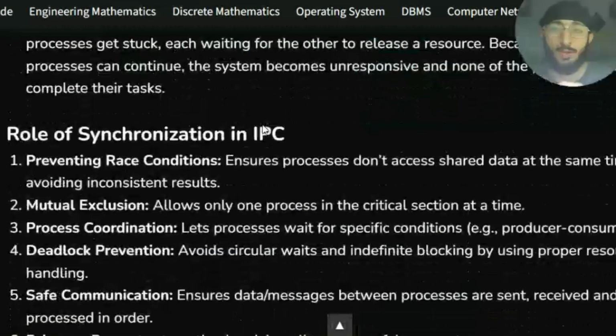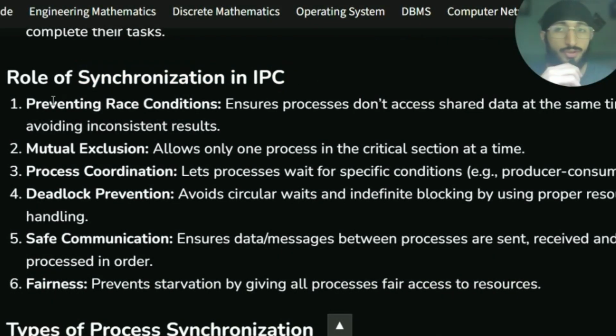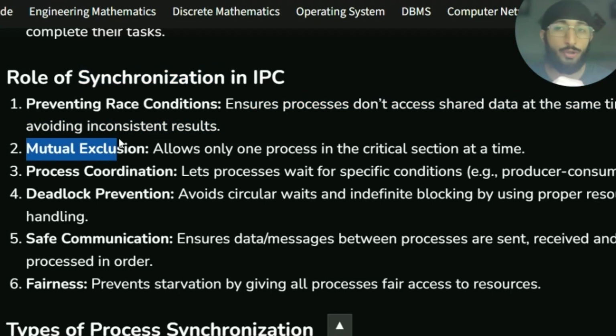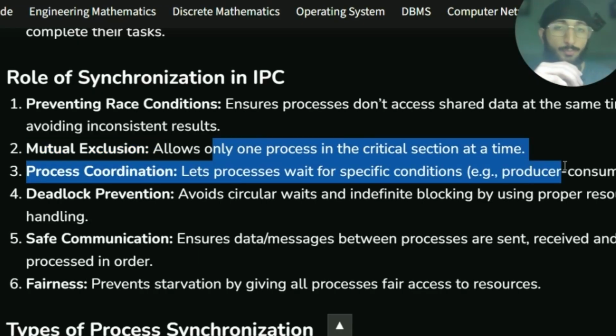Right. Now, roles of synchronization in inter-process communication. We prevent race conditions using this, so processes don't access shared data at the same time, avoiding inconsistent results. Then mutual exclusion allows only one process in the critical section at a time. Process coordination lets processes wait for specific conditions, and deadlock prevention avoids circular waits and indefinite blocking by using proper resource handling. Also, safe communication and fairness.